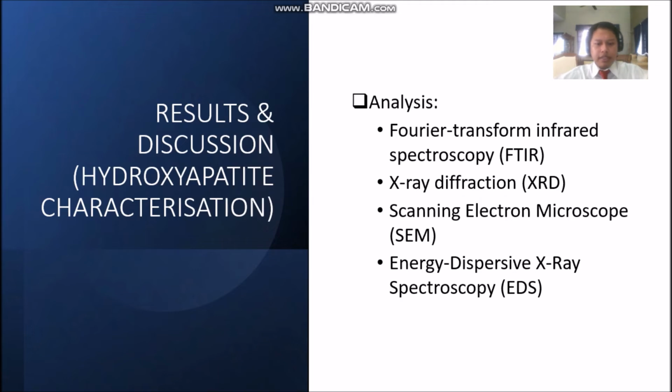For hydroxyapatite characterization analysis, there are 4 properties that have been chosen and analyzed for this research project. The 4 characteristic properties are functional groups, crystalline phase, morphology characteristics, and chemical composition. This analysis is carried out using FTIR, XRD, SEM, and EDS equipment.